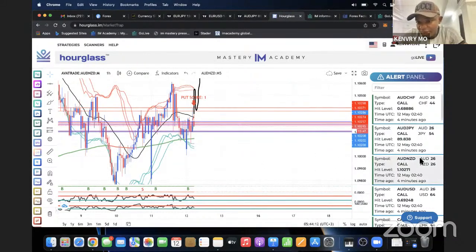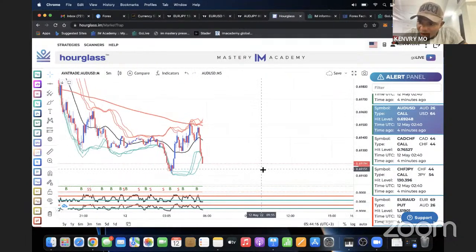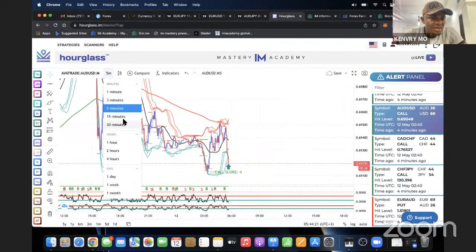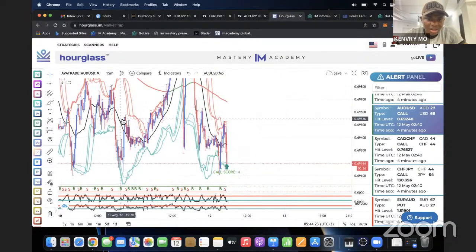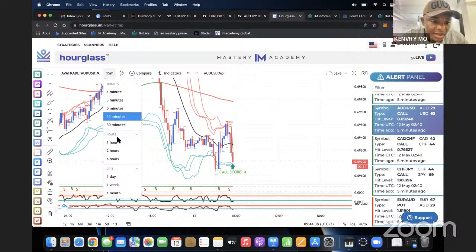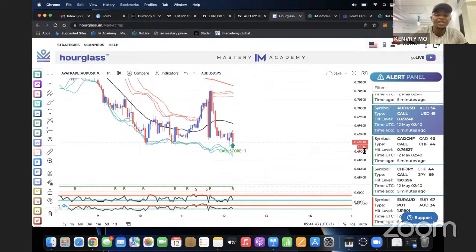Let's see if we can quickly find a pair. AUD USD is so bearish. Where have I been? Wait, it just switched, right? That's what we did first, and now it just switched. Are you kidding me? So 5 minutes bearish, 15 minutes bearish, 1 hour bearish. You can see that eventually it flipped.